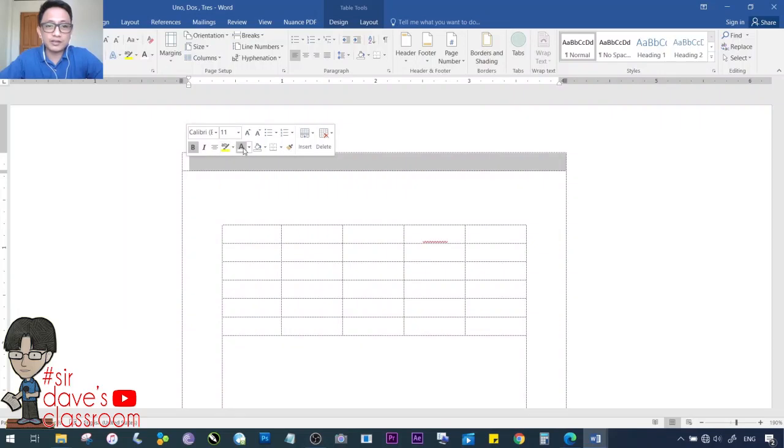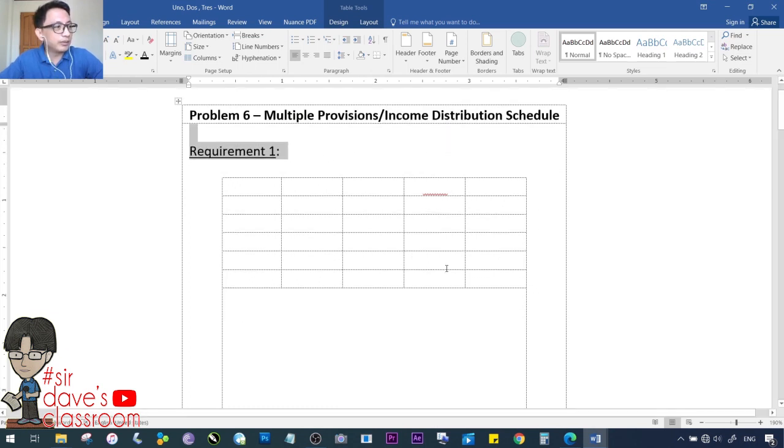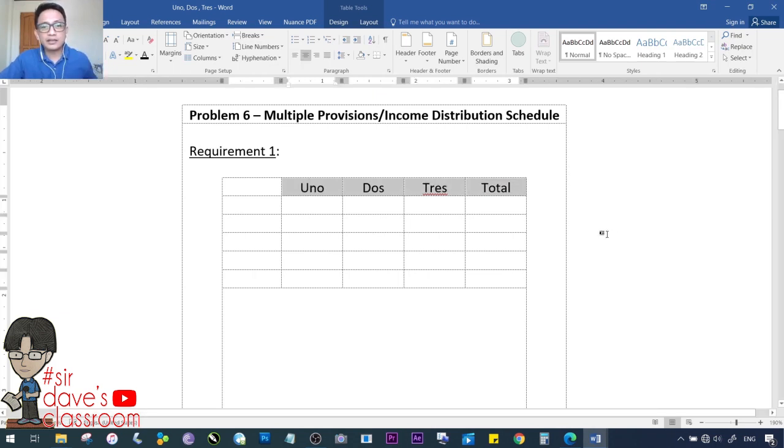In its entirety, this is your problem number 6. Multiple provisions or income distribution schedule. Okay? This is your requirement number 1. Ayan. Of course, let us not forget our labelings, the partners, including the total. Uunahin nating titignan yung ating salaries. Ilan ba yung sabi sa problem? Please check your problem. Okay? Tignan mo mabuti yung book mo. Or if you had the time, you should have screen grab, screen capture mo yung problem kanina. Okay? Basta kanya-kanya tayong diskarte to facilitate our own learning.